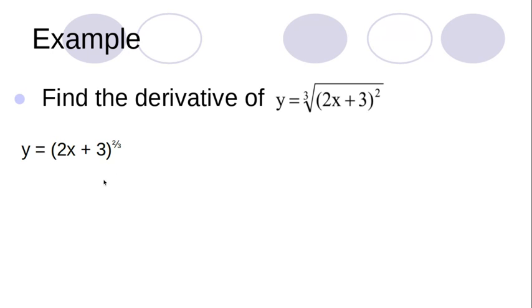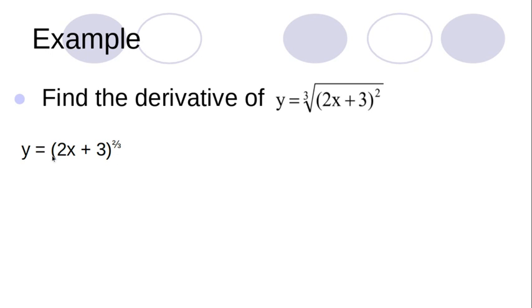Okay, so now we would look at this and say this is a composition. This is not a product or a quotient or the sum and difference of powers. This is a composition, so we have to use the chain rule. We're not allowed to distribute this exponent. Don't do that. It's not going to equal this function. But we can use our chain rule. So the outer function is this 2/3 power. So we're going to do our power rule.